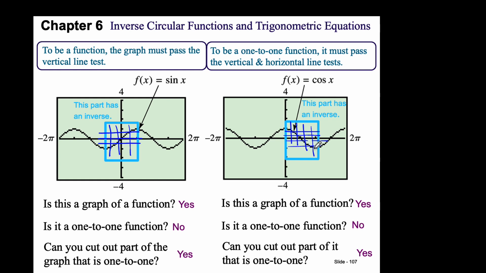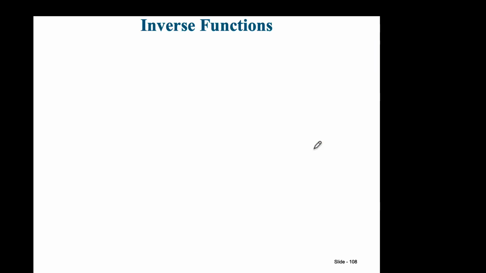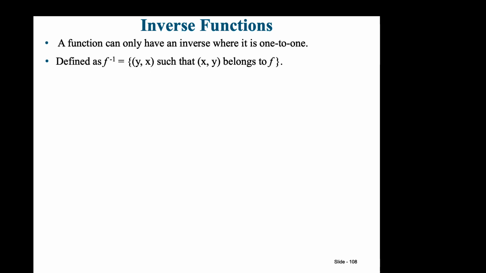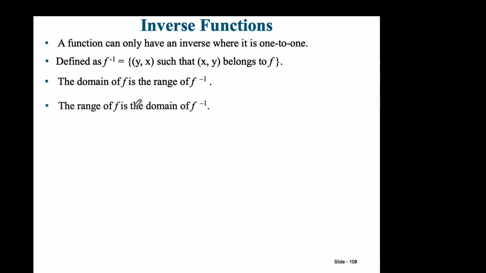All right, let's talk about what it means to have an inverse. Inverse functions: a function can only have an inverse where it is one-to-one. That is the point of the first slide. The inverse of f is defined as the set of all coordinates (y, x) such that (x, y) belongs to f. The domain of f is the range of the inverse of f. The range of f is the domain of the inverse of f.